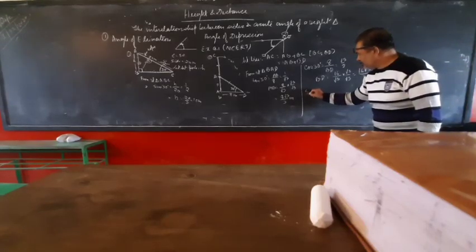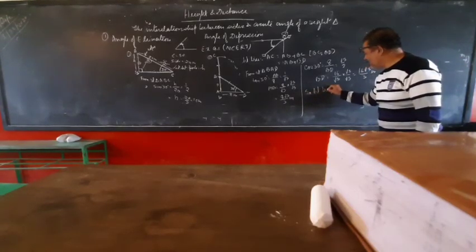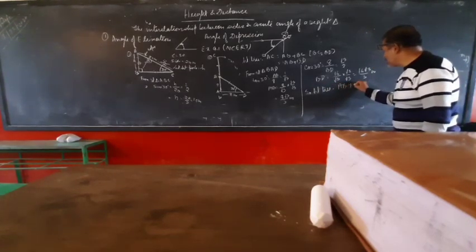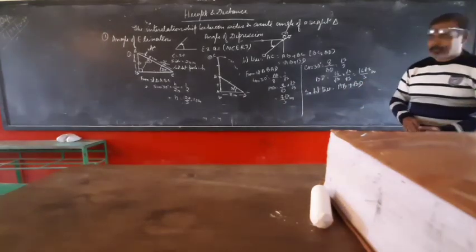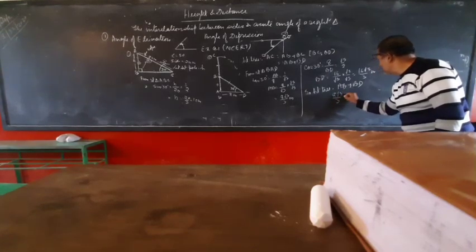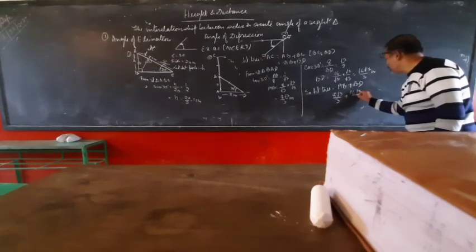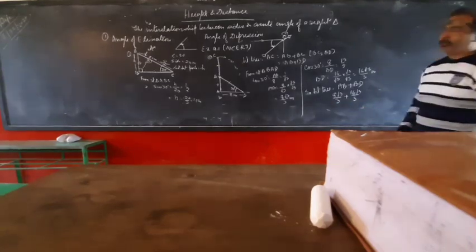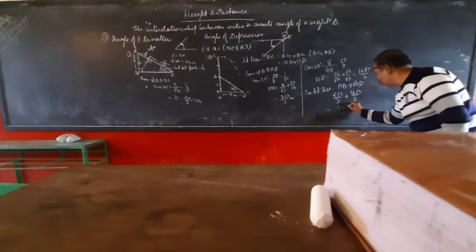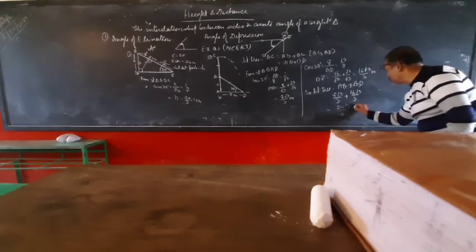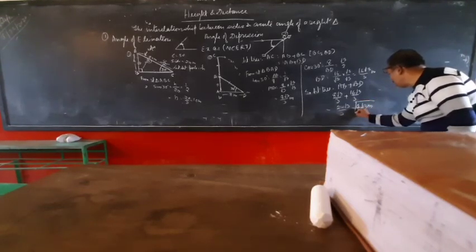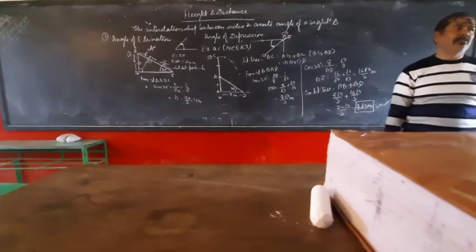So height of tree is equal to AB plus BD. AB is equal to 8 root 3 upon 3 plus 16 root 3 upon 3. 8 root 3 plus 16 root 3 is 24 root 3, 24 root 3 upon 3. That is equal to 8 root 3 meters. So this is the height of the tree, or this is your answer.